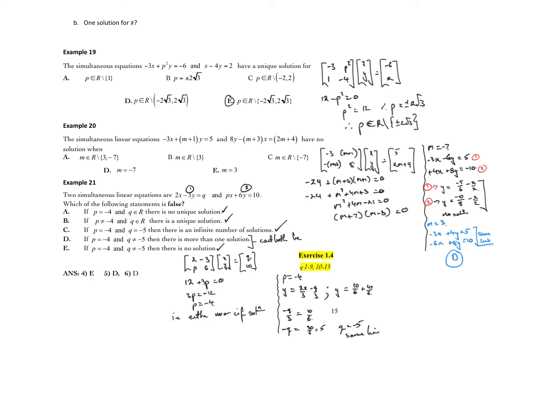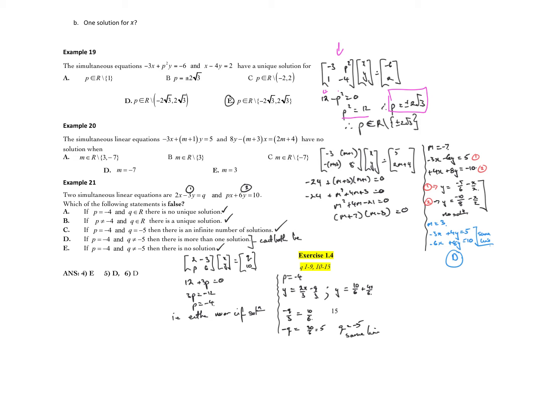Questions. So again, we've got a system of equations with an unknown, and we want to know for what values of P we might get a unique solution. If we set it up as a matrix equation and work out what values of P make that determinant equal to 0: -3 by -4 is 12, minus P squared times 1 is minus P squared, that has to equal 0. So if P equals plus or minus 2 root 3, I'll get either infinite or no solutions.